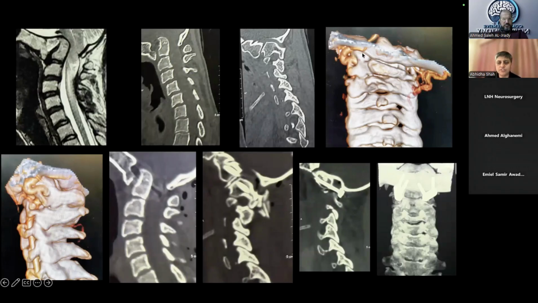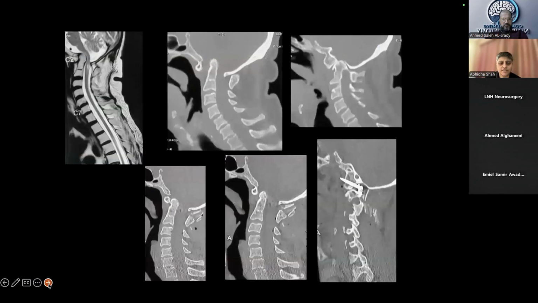So just beneath the joint, and it will come in your way, but you have to learn how to mobilize this artery. And here you can see that I've done a C1, C2 fixation, and you can see the reduction of the basilar invagination and the craniovertebral realignment, and this is the fixation. So the patient had a remarkable recovery and did well after the surgery.